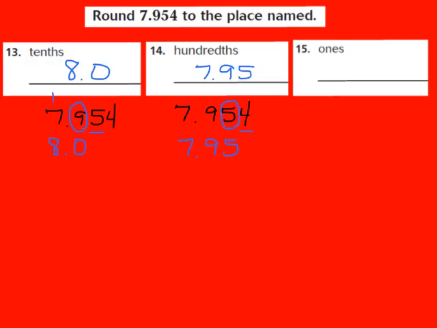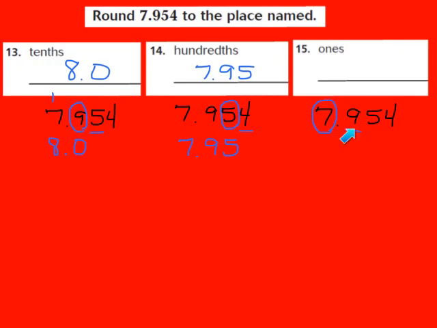Now, the last step is to take our decimal and round it to the ones. So once again, as my first step, I'm going to write my decimal number down. So I have 7 and 954 thousandths, and this time I'm going to focus on rounding to the ones place. What I know is that my 7 is in the ones place, so I'm going to circle my 7, and then I'm going to underline the number to the right of my 7, which is a 9.